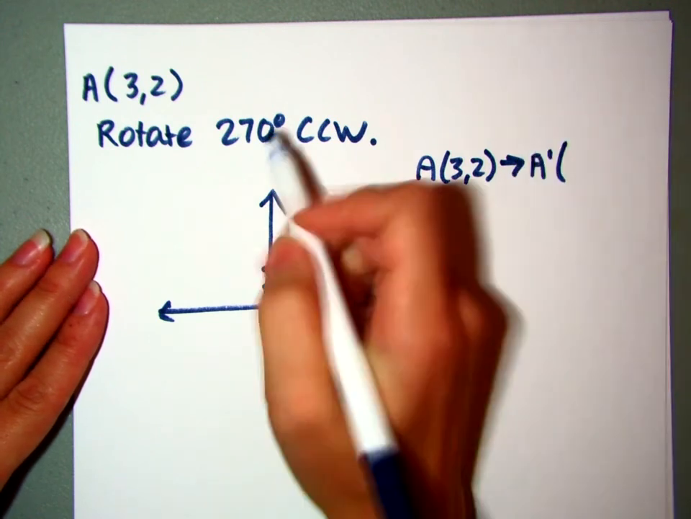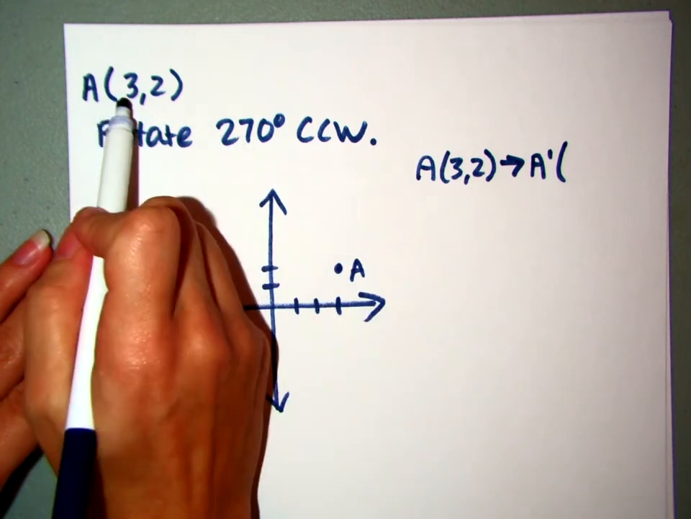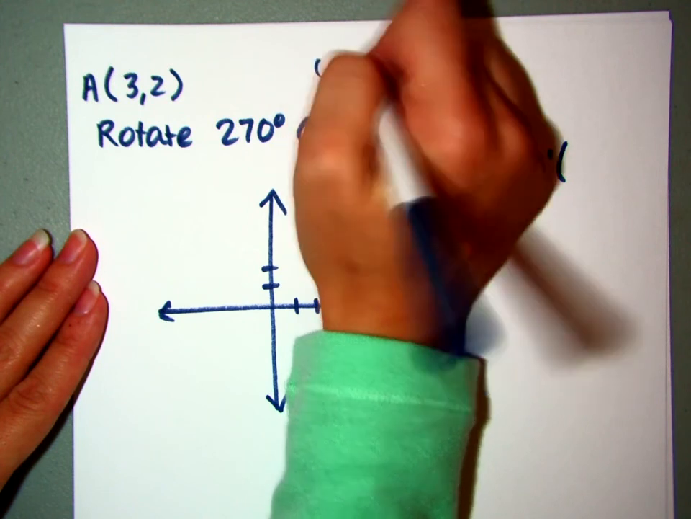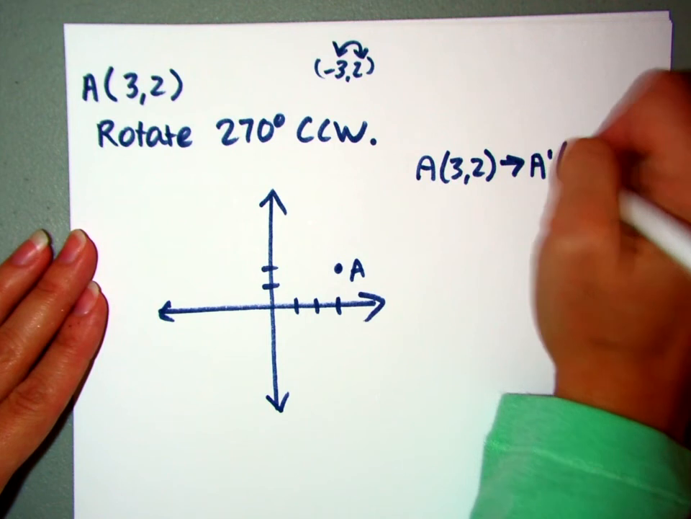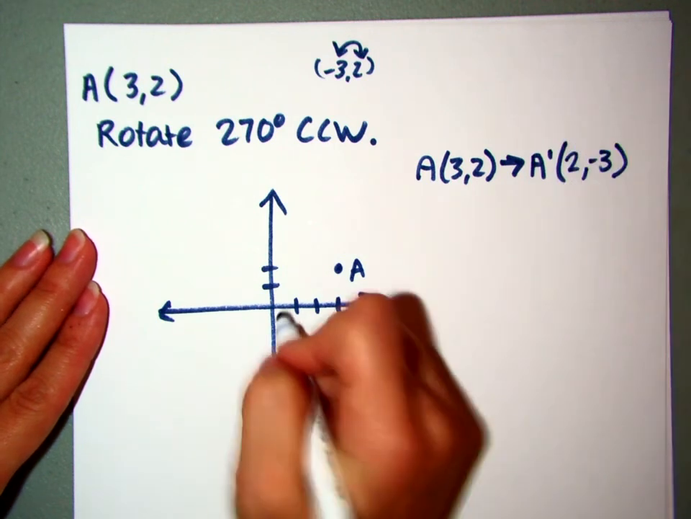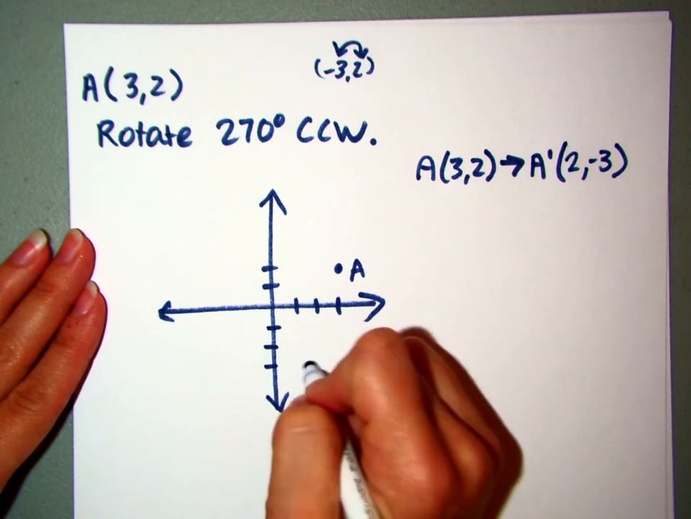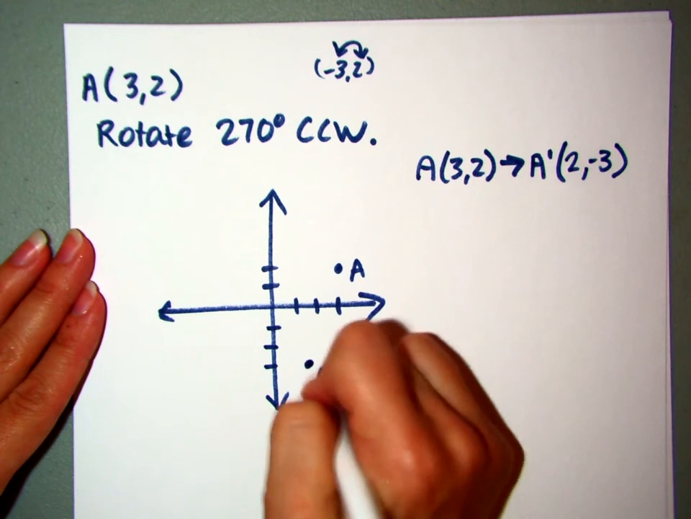A prime for 270 degrees, you're going to find the opposite of x. So the opposite of 3 becomes negative 3. But then what you're going to do with these two is you're going to flip their places. So it's going to be 2, negative 3. So we're going to go ahead and plot 2, negative 3. And I want you to look, because this was rotated around the origin. This is where A prime is.